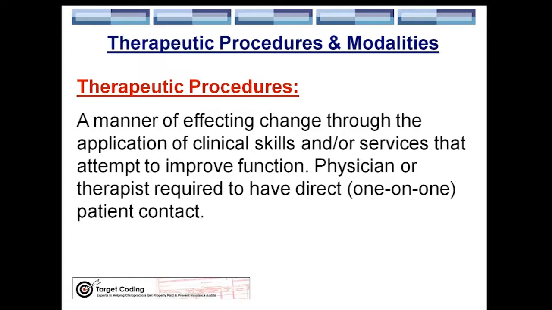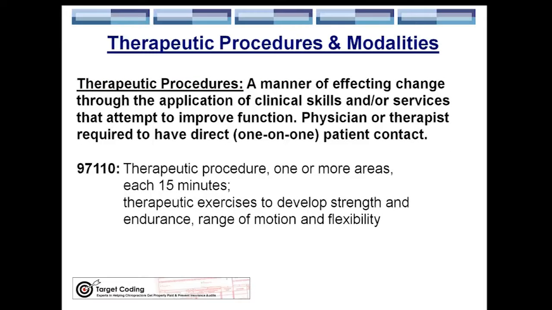So you have to make the determination. Once the patient reaches maximum improvement, then just transfer the patient over to wellness and have them come in on a cash basis and continue to do the therapeutic procedures. Therapeutic procedures are a manner of effecting change through the application of clinical skills and/or services that attempt to improve function. The first one here is 97110, Therapeutic Exercises.